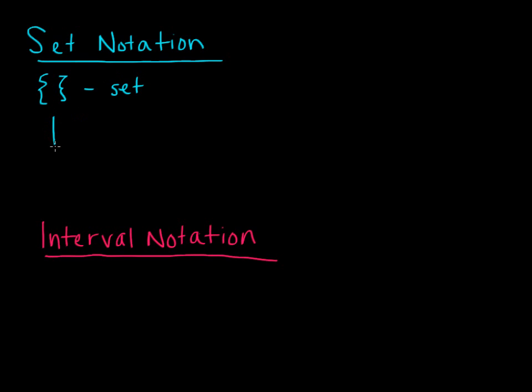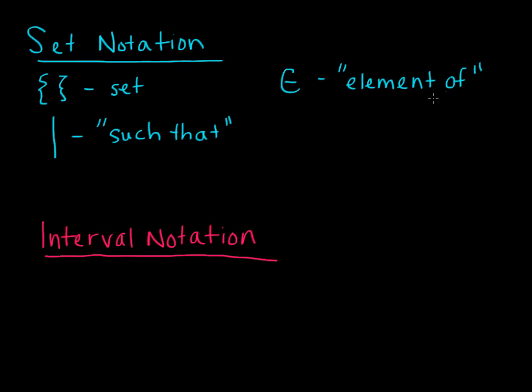You're also going to see this symbol, which looks kind of like a 1 or an L. It's just straight up and down. It's a little bit taller than an L. And this represents the words "such that." And I'll explain that further as we go through some more examples. You could also see this symbol, like a fancy E, and that is used to represent "element of" or "belongs to."